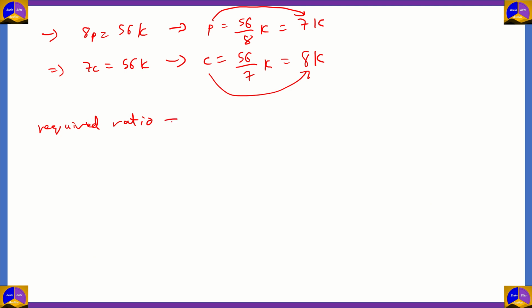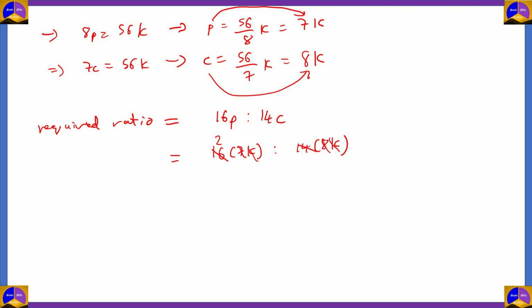So the required ratio will be 16P is to 14C. Now, how do we equate them? We will use the K values. So here it'll be 16 times 7K is to 14 times 8K. So we can cancel out the K's. We can cancel 8 and 16, so you get the 2 on the left side.